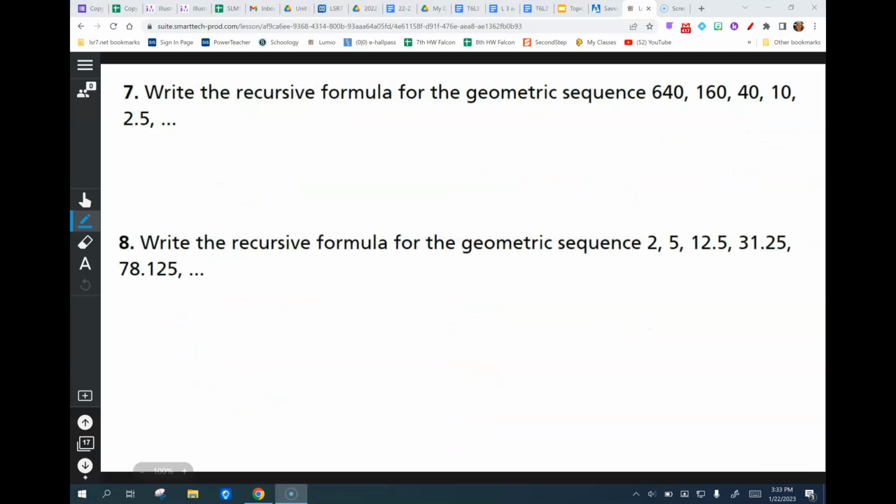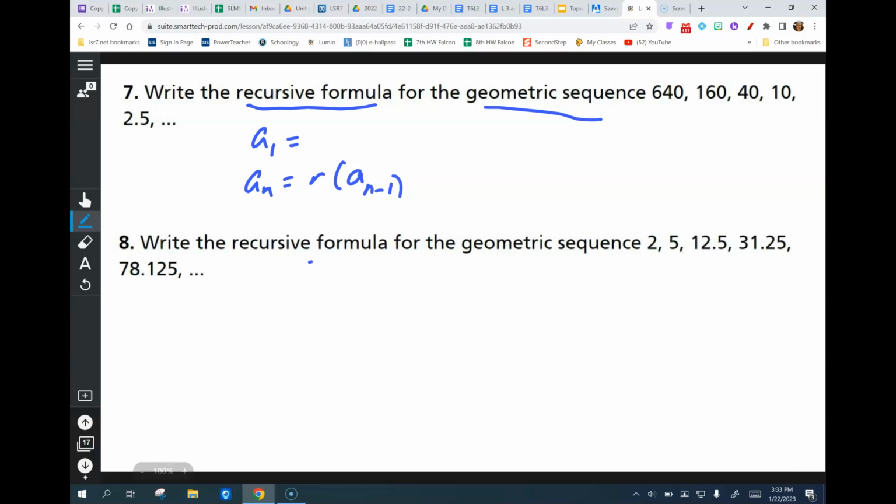On number 7 and 8, we're going to write the recursive formula for each of these. And they are geometric, so we don't have to test to see if they are. We know that they are. So the recursive formula, remember, is a sub 1 is equal to whatever a sub 1 is. a sub n is equal to the ratio times a sub n minus 1, the previous term. So whatever the ratio is times the previous term.